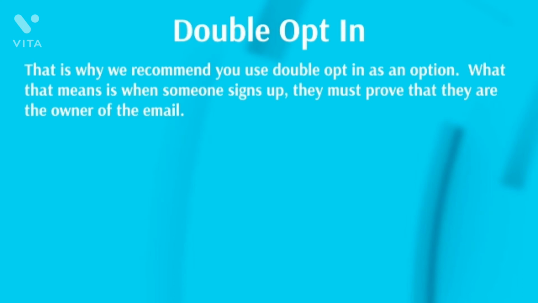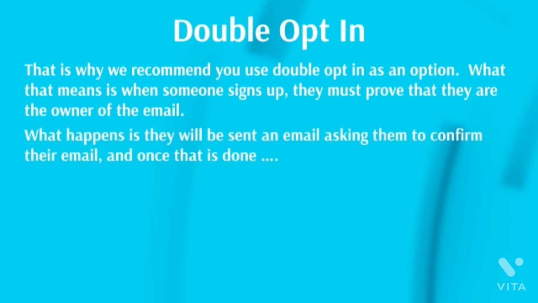Double opt-in is when somebody signs up, and let's use the example before where they fill in their name and email address on your landing page, and they click submit. Now, at this point, they're not going to be added to your list. They're going to be added to a sort of pending list. Now, what they have to do in this case is they have to prove that they are the owner of the email. So what happens is they get sent an email asking them to click a confirmation link.